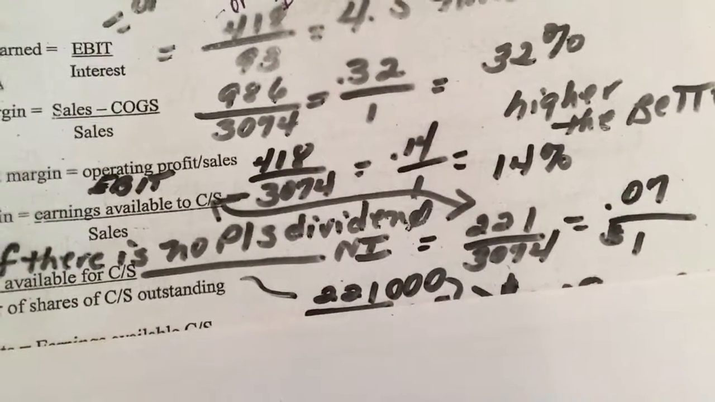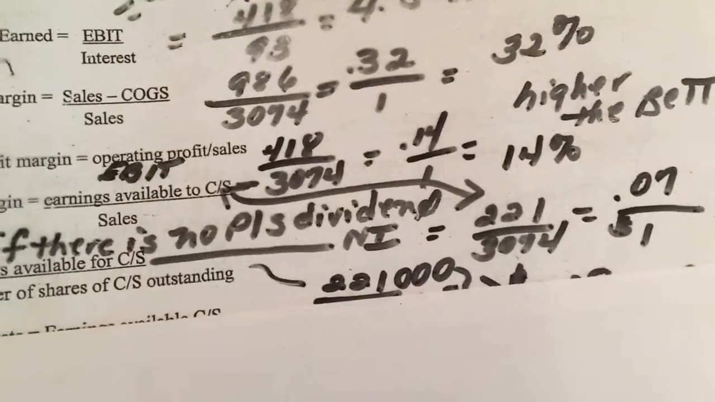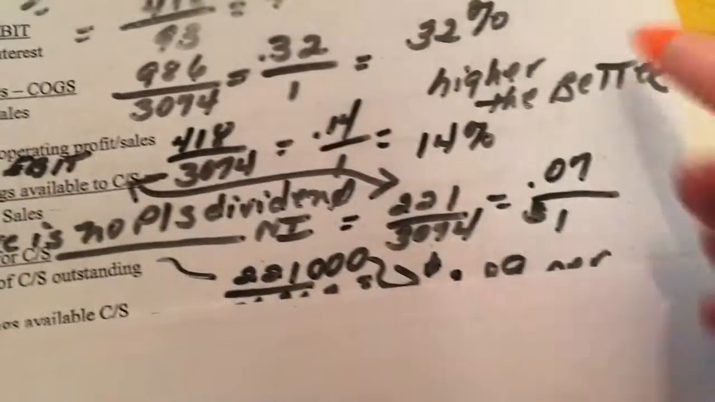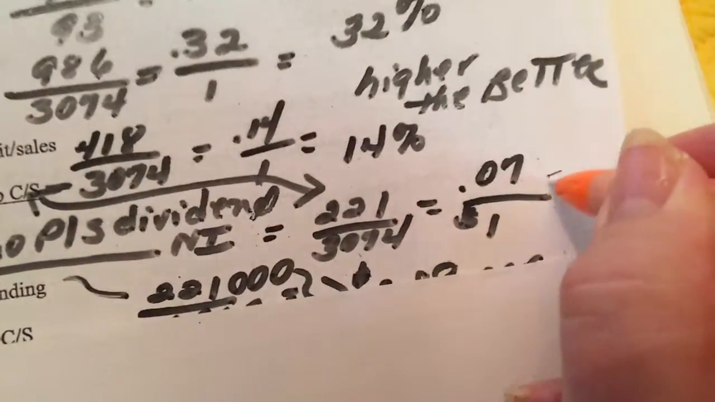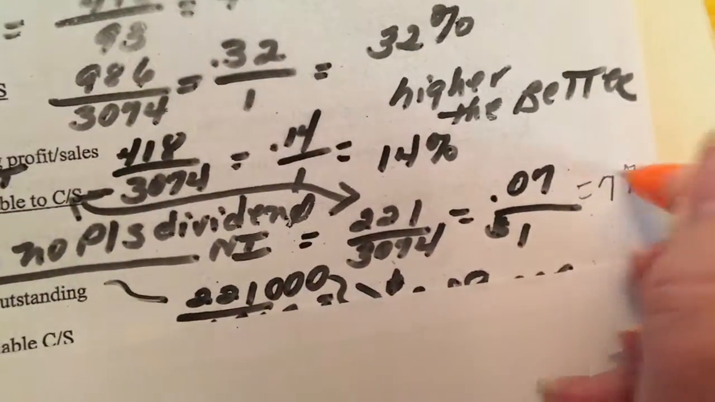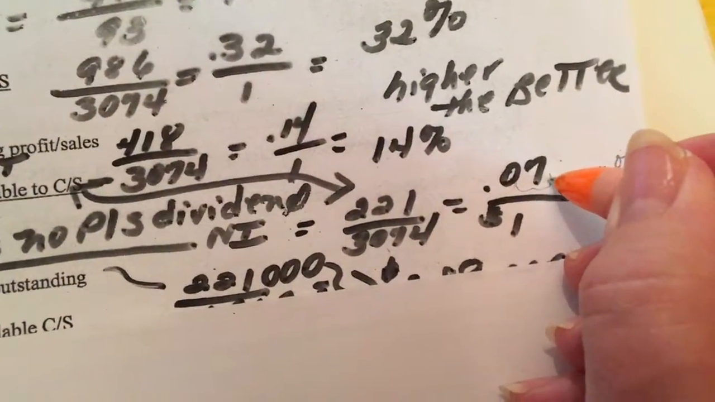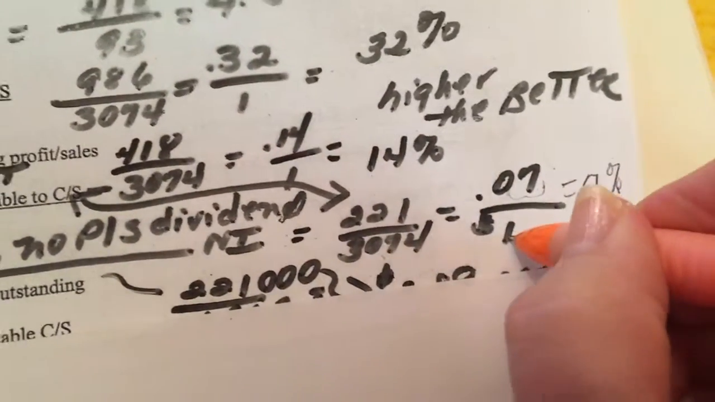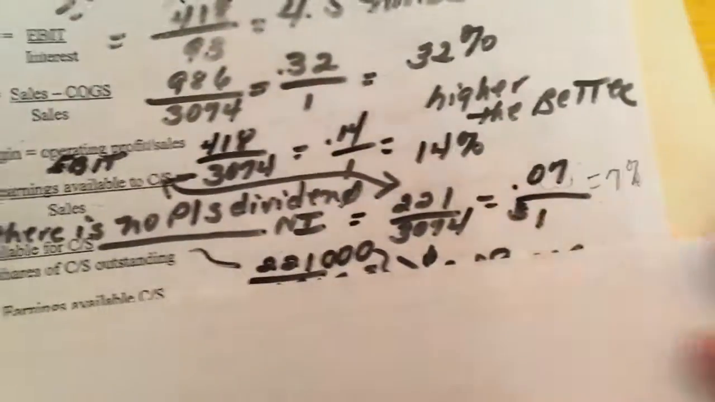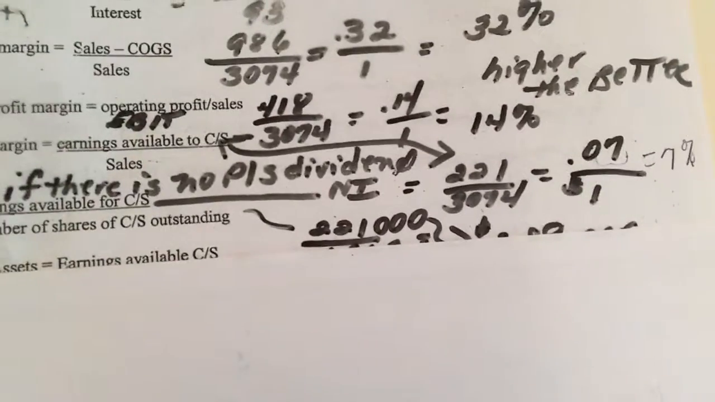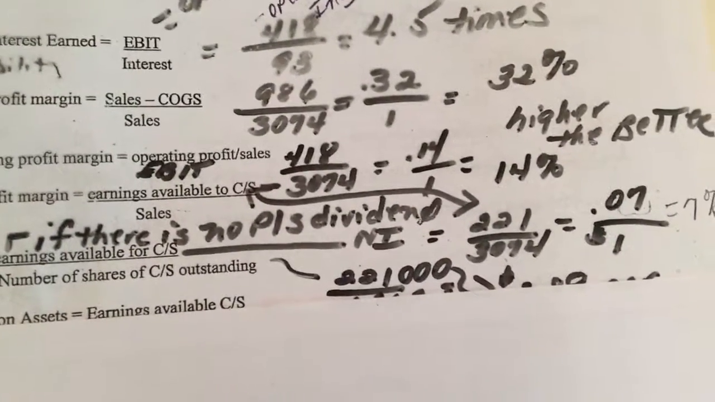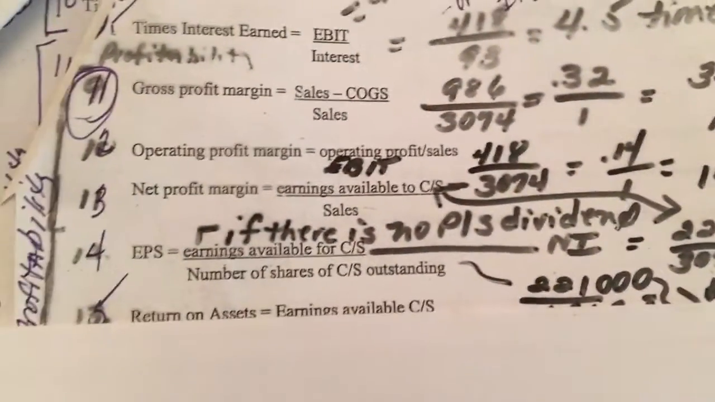Okay, 7 cents for every $1 of sales, or 7%. You could express this as a percentage by moving your decimal place 2 places to the right. 7% of sales is represented as net income, basically. Okay, so the higher the better, and what you'd normally want to do is compare those.